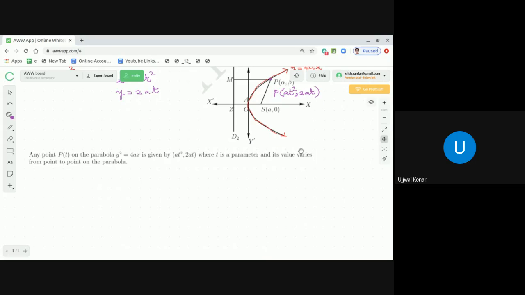Now the point P is dependent on the parameter t, so that is why it is written as P(t). So any point P(t) on the parabola y square equal to 4ax is given by at square comma 2at, where t is a parameter and its value varies from point to point on the parabola. Now let us concentrate on what the value of t is here. So the parametric form of the parabola y square equal to 4ax, as I said, is x equal to at square and y equal to 2at, with two pieces of information about the parameter t.